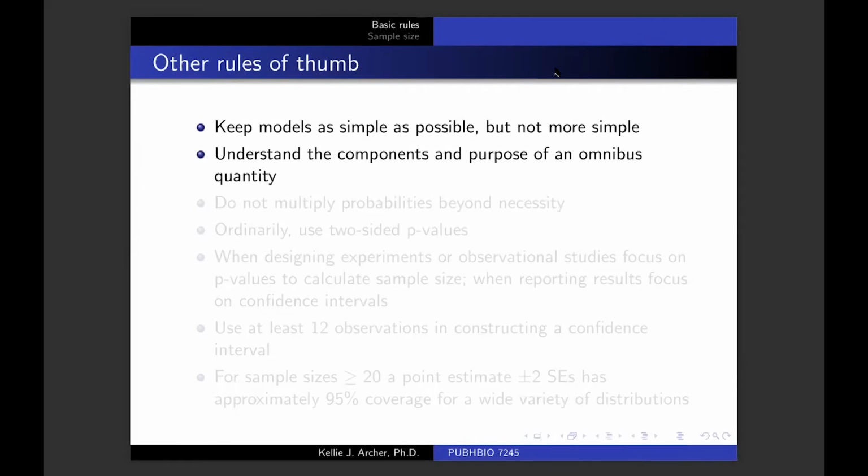Understand the components and the purpose of an omnibus quantity. Examples of omnibus quantities are p-values, F-tests, and effect sizes. They are reduced using multiple model reductions and parameters. For the same value of an omnibus quantity, many component values are possible.